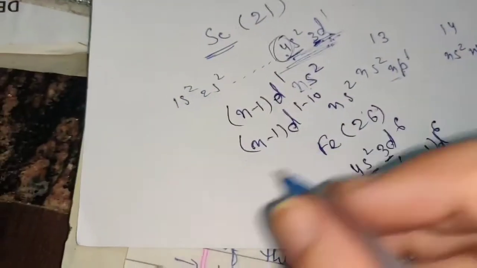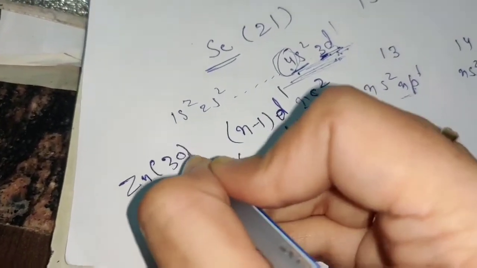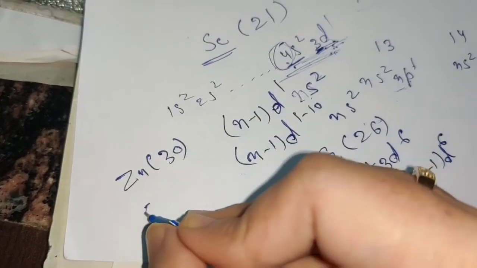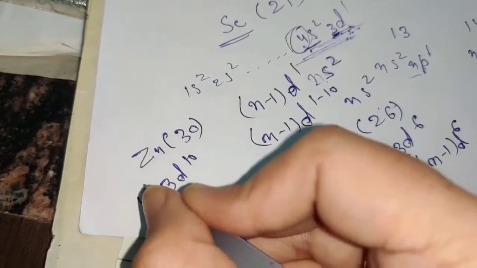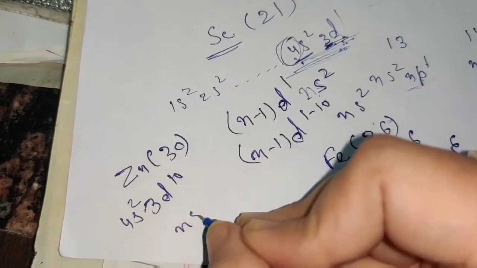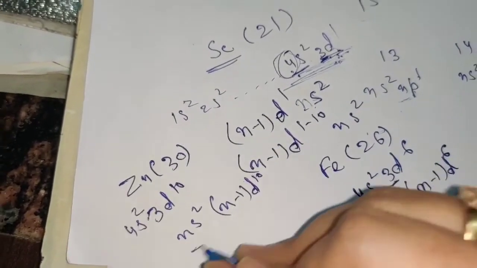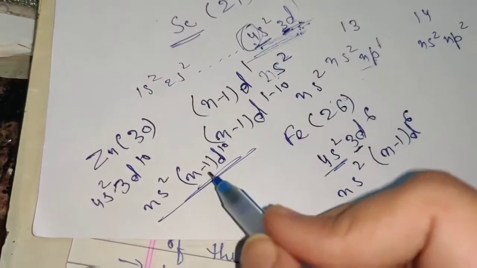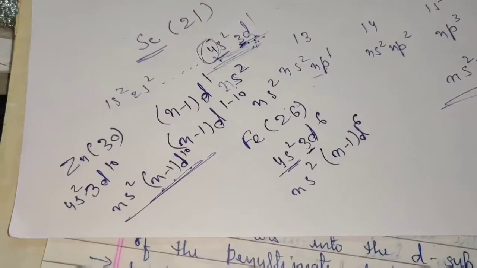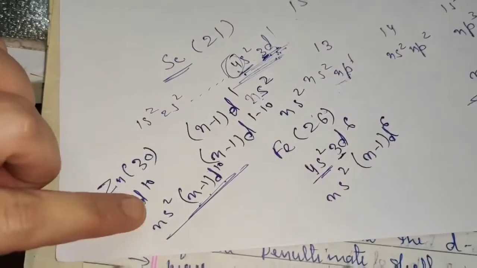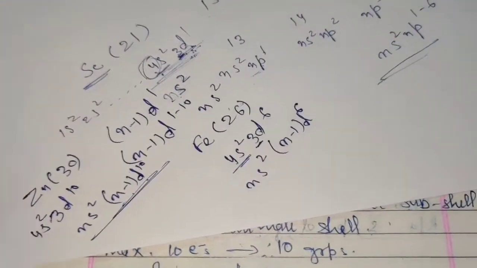Similarly, if you write it down for zinc, I am taking up random examples. Atomic number 30, it will be 3d10 4s2. Again you can write ns2 (n minus 1) d10. So in general you can say it is ns2 (n minus 1) d 1 to 10. If you write down the electronic configuration and then try to compare it with the general electronic configuration, you will understand it in a better way. I have taken up 3 examples and you can take up more examples and then compare.